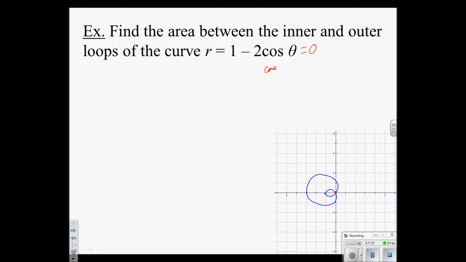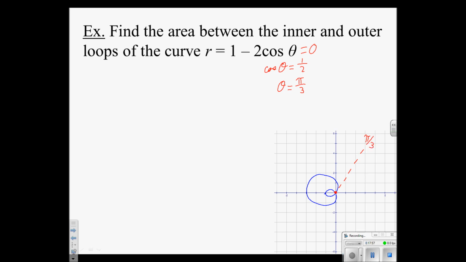We're going to get cosine theta is equal to 1/2. And so that will happen when theta is equal to pi over 3, and also the one on the bottom, 5 pi over 3. But that's okay, that's pi over 3. So where this graph stops having a negative radius and starts having a positive radius is right here at pi over 3.